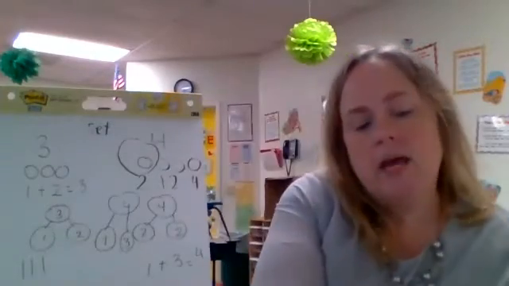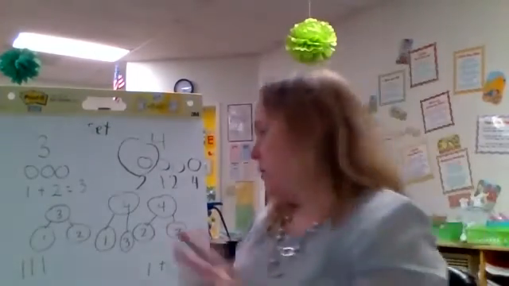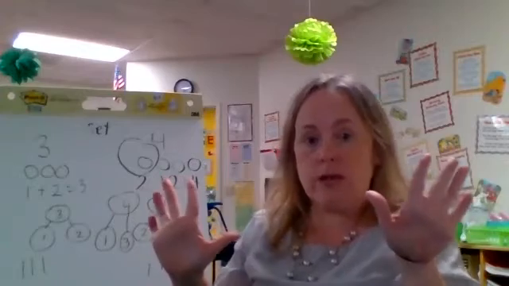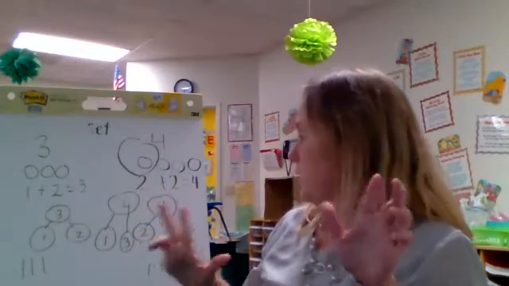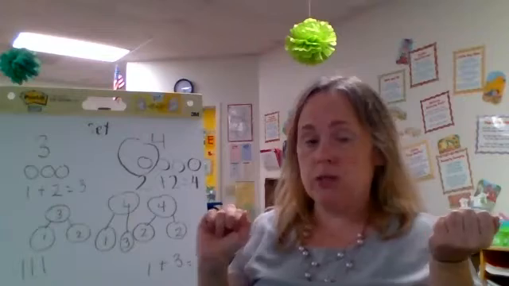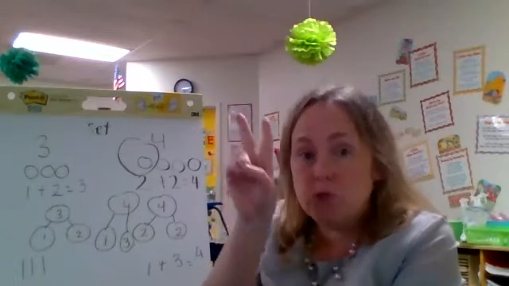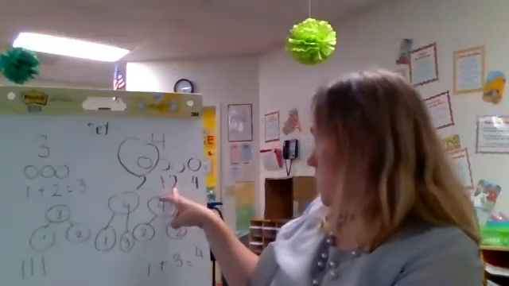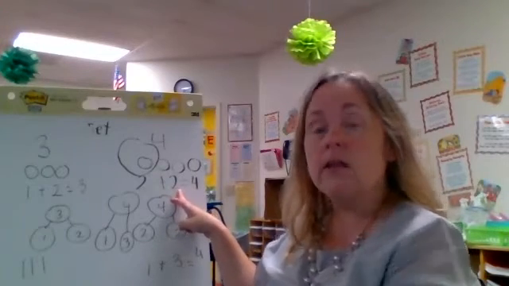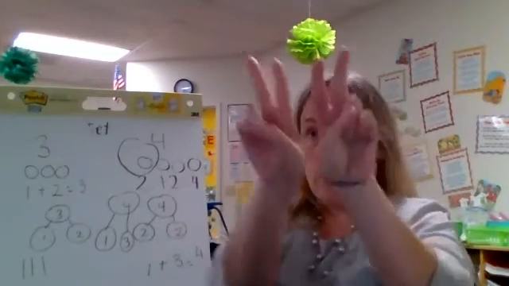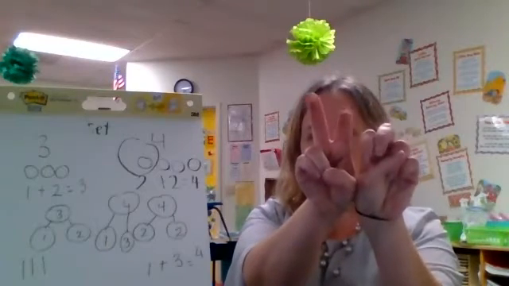I bet if we were looking at this, that we could make the number 4 on 2 different hands. Okay, so if we're going to make 4 with 2 and 2, and we're going to use 2 different hands, I would put up 2 fingers. And then how many fingers would I put up on my other hand? That's right, I would put up 2 more. 2 plus 2 is 4. Looks like bunny rabbit ears.